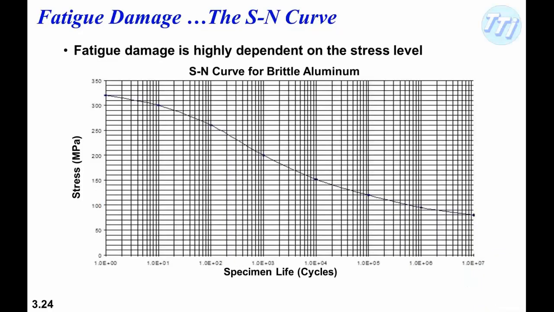Okay, first thing we'll talk about is fatigue. The SN curve, stress to number of cycles curve. The point here is that fatigue damage is highly dependent on the stress level, and this is an SN curve for brittle aluminum. On the vertical axis is stress, the horizontal axis is life in number of cycles, and what we're seeing is that at high stress, on the order of 300 megapascals, we have a very short life, 1 cycle.